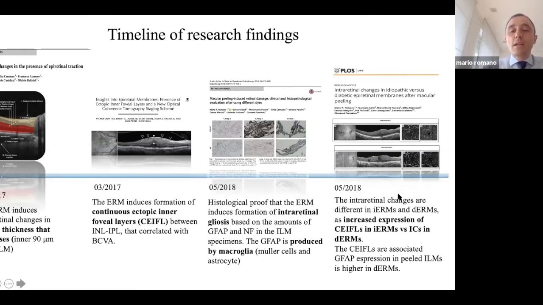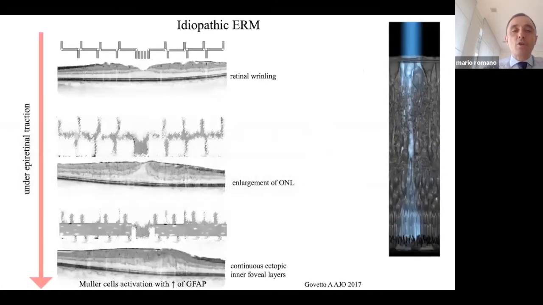And then we published another paper later on looking at the difference in idiopathic and diabetic epiretinal membrane according to the reaction of Muller cells. So at the end, we can tell that at the beginning we have a wrinkling, then we have an enlargement of outer nuclear layer under traction, and then still under traction we have activation of Muller cells with formation of gliosis, this continuous ectopic inner foveal layer. So this is important because it can give us the right timing for the operation, for the peeling.